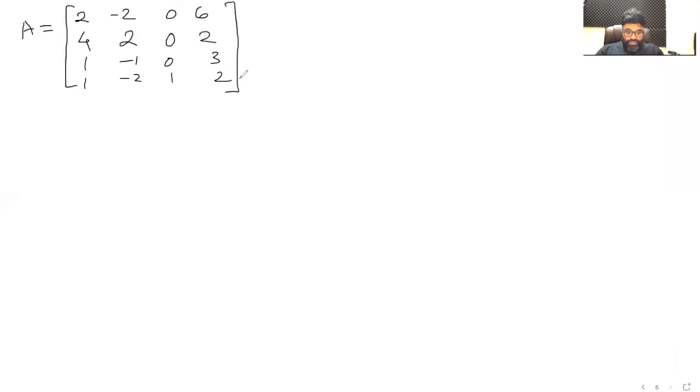Look, write down this question with me. Come on, write this down. A matrix A is 2 minus 2 0 6. Guys, write this down, please, because if you don't do it now, you will not understand how it is done. 4 2 0 2 1 minus 1 0 3. I'm taking the question from the PDF that you sent me. And 1 minus 2 1 2. Now the question is find the rank of the matrix.